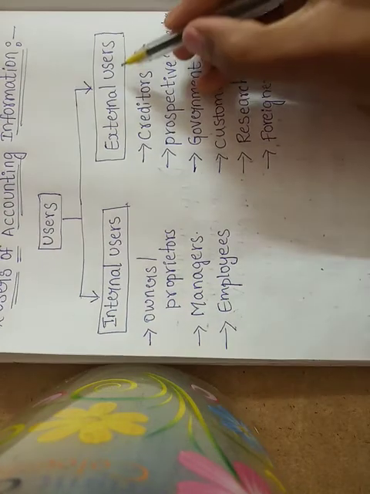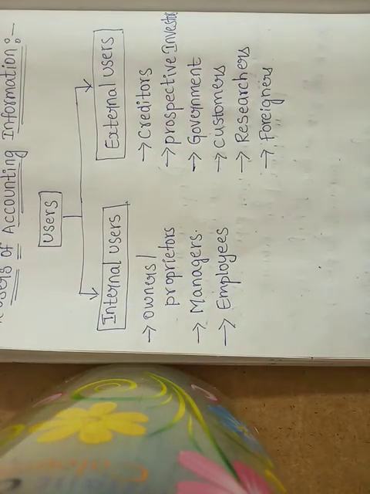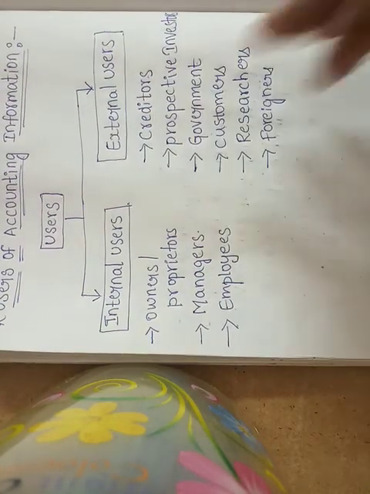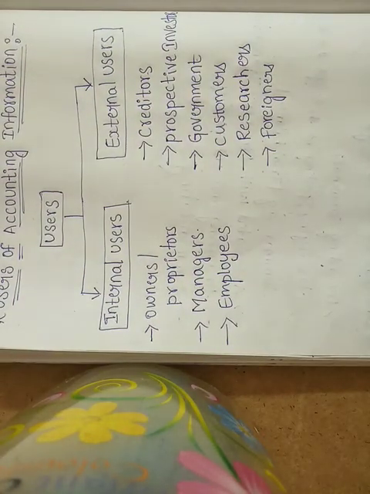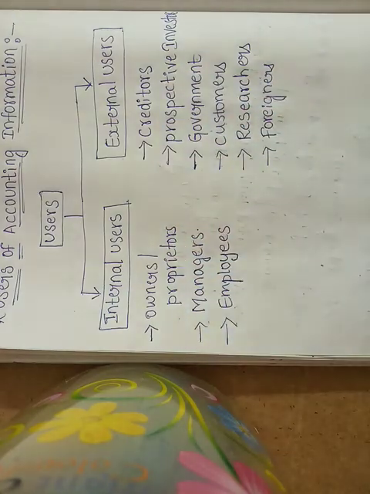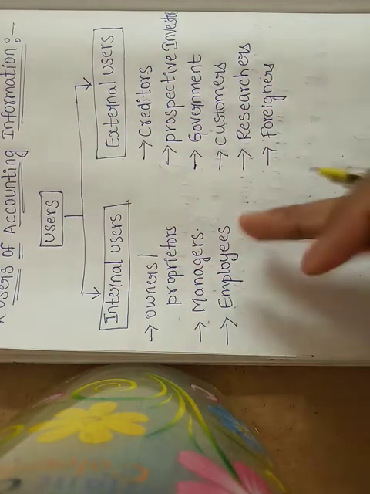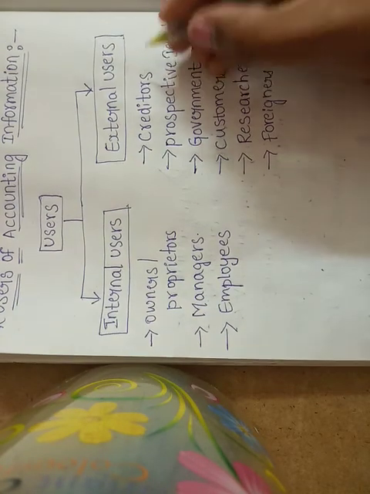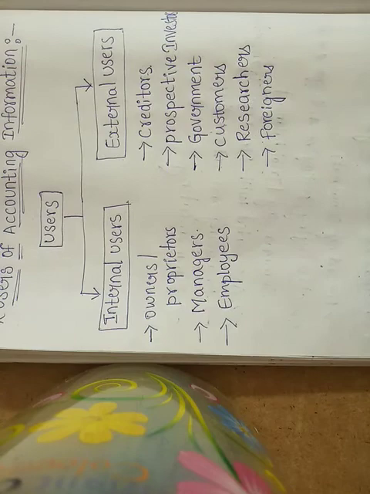Next under external users, creditors. Creditors means what? External users means outside persons. They are not part of the company. These persons are important, but they are outside persons.